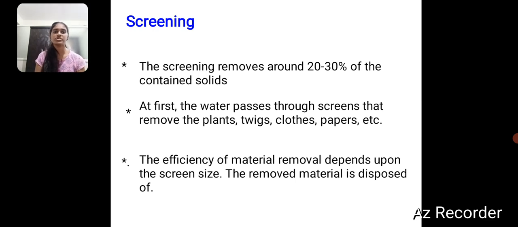Screening. Screening removes around 20 to 30% of contained solids. First, water passes through a screen to remove plant material, rags, cloths, paper, etc. The efficiency of material removal depends upon the screen size. The removed material is disposed of.